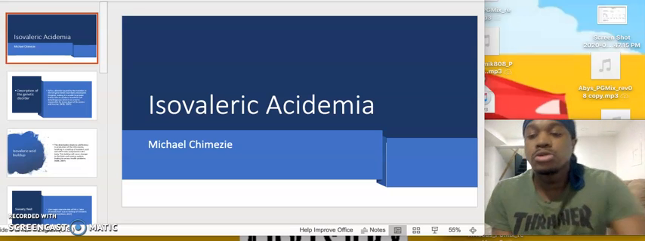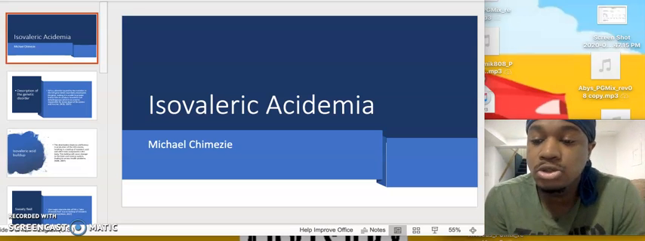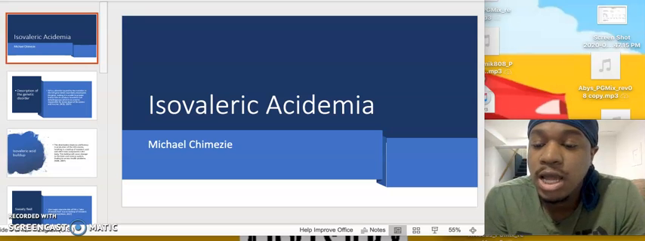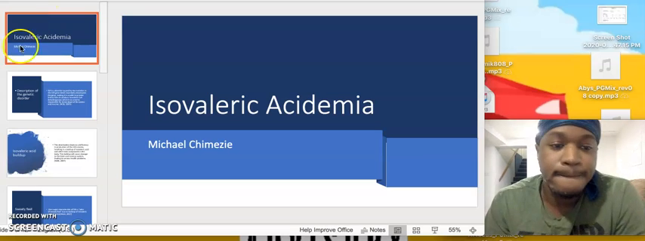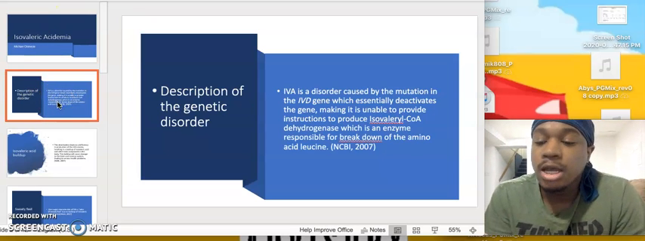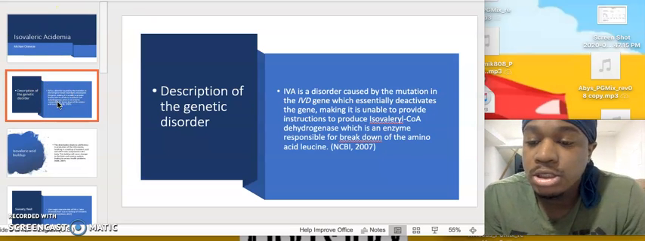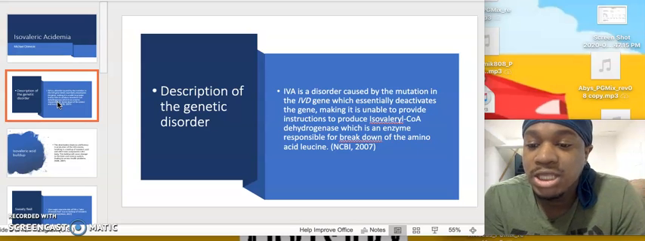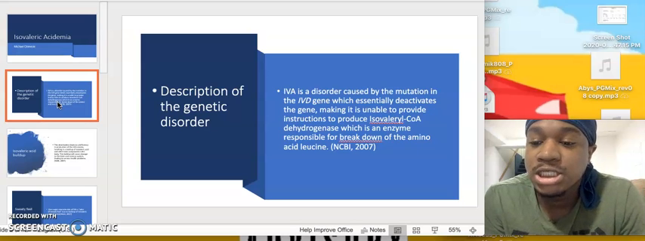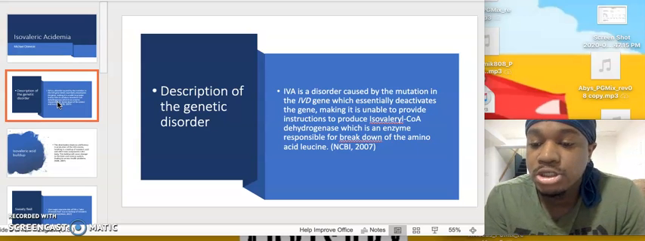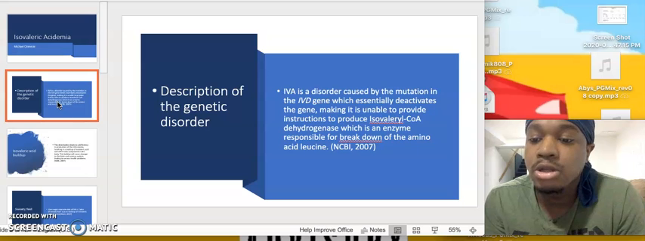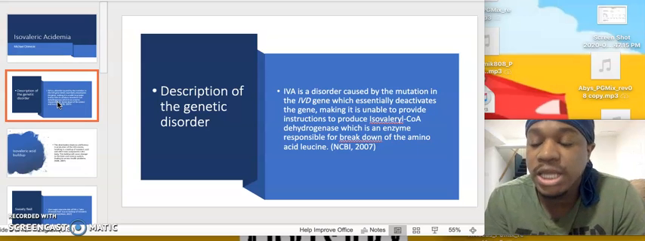Hello, everybody. The disorder I chose to do my research on was isovaleric acidemia, also known as IVA for short. This disorder is caused by a mutation in the IVD gene, which essentially deactivates it, making it unable to provide instructions to produce isovaleryl CoA dehydrogenase, which is an enzyme that's responsible for the breakdown of the amino acid leucine.